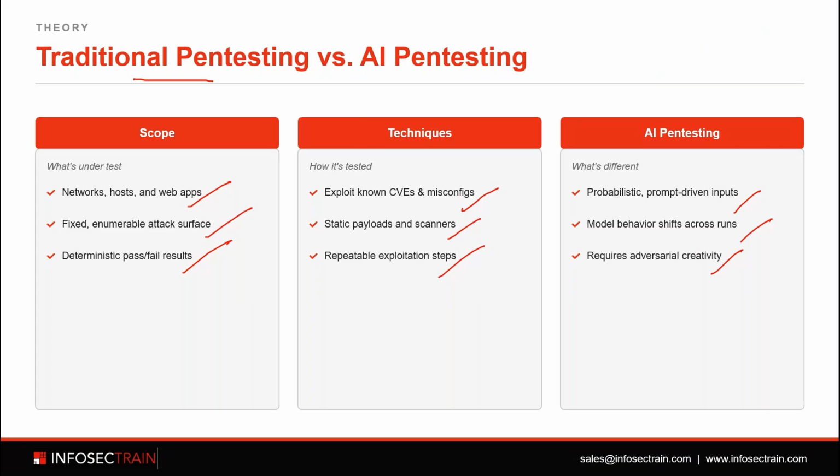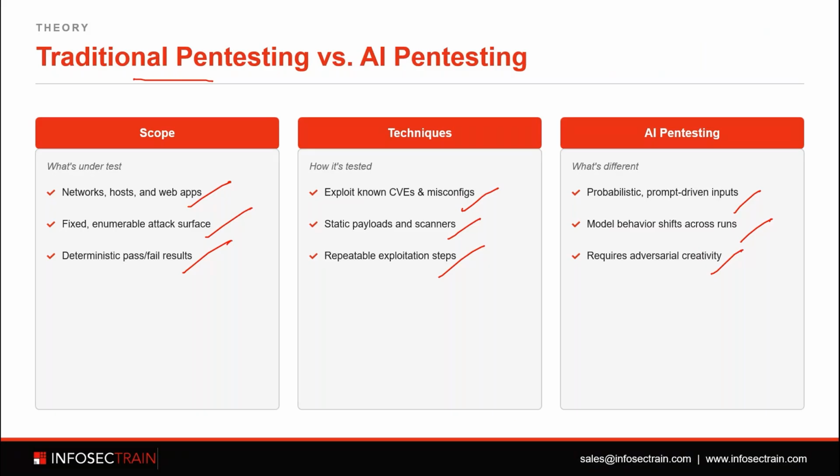So in traditional pen testing, web apps, APIs, servers, networks, and cloud misconfigurations are there, with vulnerabilities like SQL injection, cross-site scripting, and SSRF being exploited, right? In AI pen testing, LLMs, retrieval augmented generation, or autonomous agents are exploited, and the risks are prompt injection, jailbreaks, data poisoning, model extraction, and agent tool abuse, right?